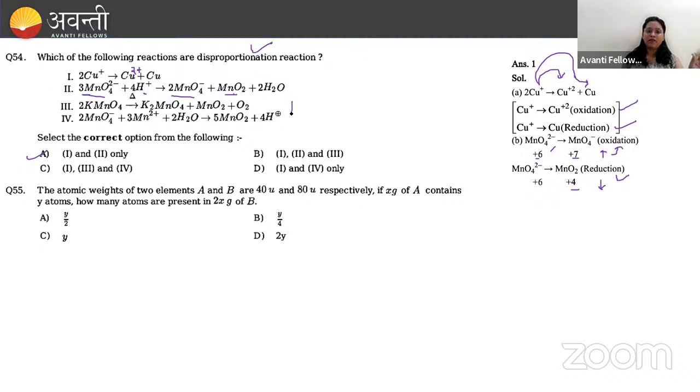You can see the other two reactions also. For KMnO4, there is not much change in the oxidation state. What is the oxidation state of manganese here? Yes, here +6. Here also it is +6. That is reduction.